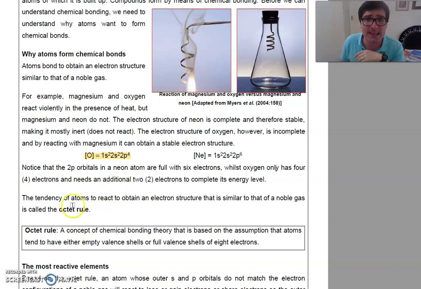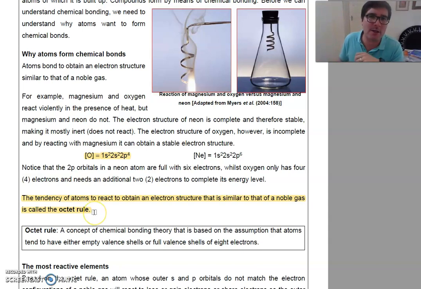So the tendency of atoms to react to obtain an electron structure that is similar to that of a noble gas, we call the octet rule. Now just remember, the octet rule is just a rule we've made, and it doesn't apply to all atoms and elements. There are certain atoms of elements that do not adhere to the octet rule. But for our purposes this year, we will mostly be working with elements that adhere to the octet rule when they react.